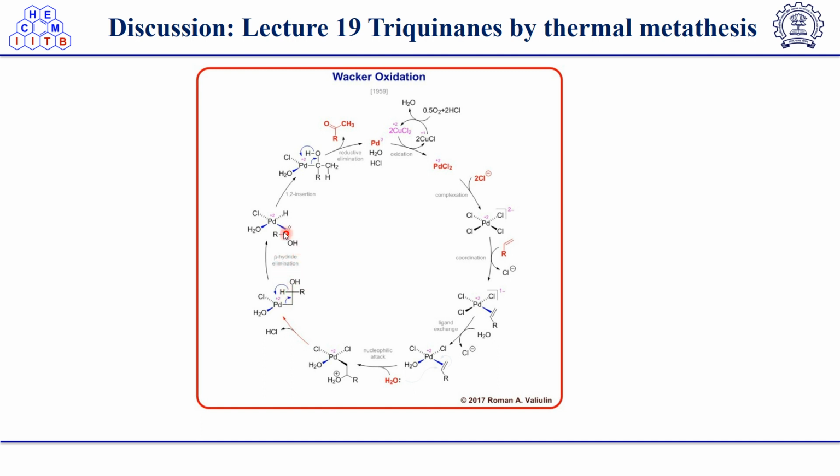Then a beta hydride elimination will take place again to form this kind of pi allyl complex, and then this complex again undergoes insertion reaction, and by reductive elimination we will get this methyl ketone as the product. So this is Wacker oxidation, conversion of this alkene into methyl ketone. So it is like an anti-Markovnikov product. This is Wacker process, Wacker oxidation. So here palladium is the catalyst and copper is the co-catalyst.